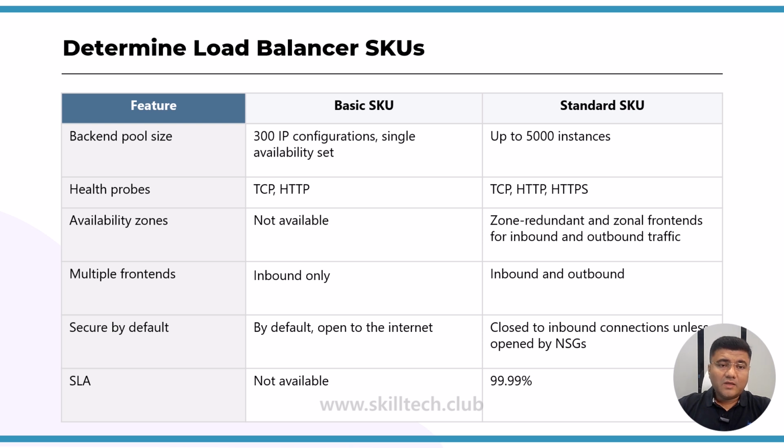And that's the reason we are focusing on standard SKU, which gives you 99.99 percent availability, guaranteed with the service level agreement of the standard SKU. Basic SKU is always going to be open to the internet by default, while in standard SKU, you can make it more secure and configure the inbound connections with the help of NSG configurations. These differences give you a clear choice, which is the standard SKU, whether you're using it for testing or for production.